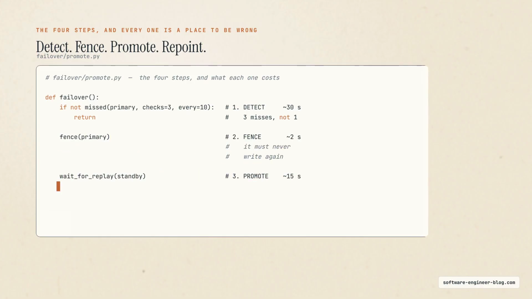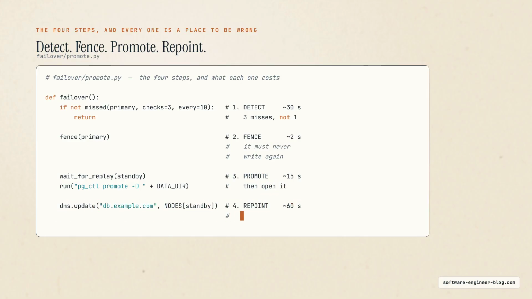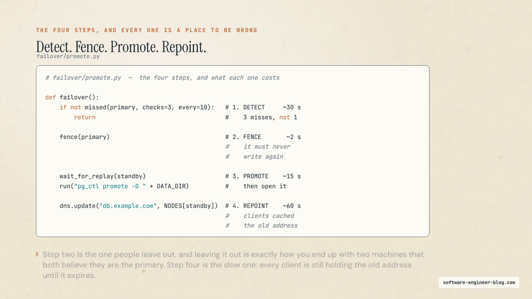Before you promote anything, you have to make certain the old machine cannot accept another write. Cut its network, revoke its credentials, power it off, whatever you have. People skip this step, and skipping it is exactly how you end up with the 2 primaries from the last slide. Step 3, promote. The standby applies whatever changes it had not caught up on yet and then opens itself for writing. Step 4, repoint.